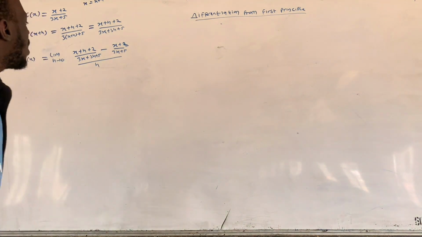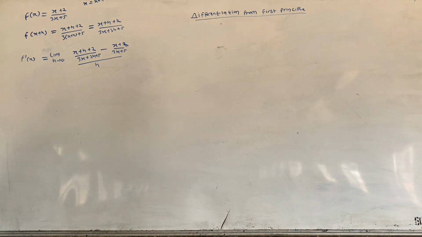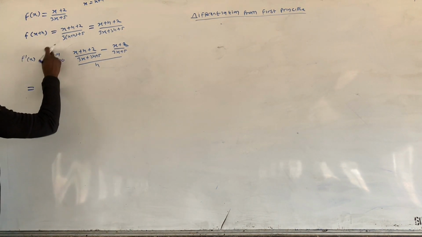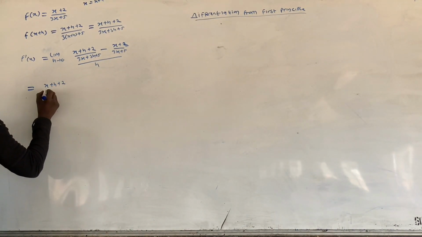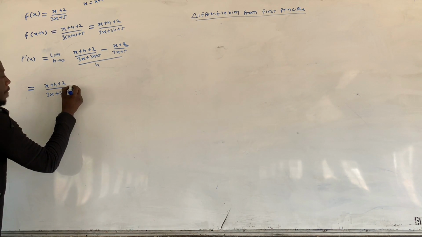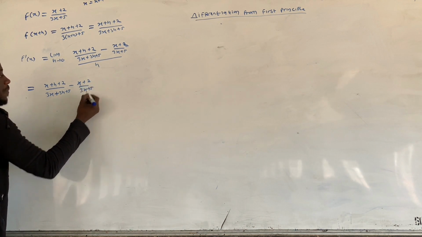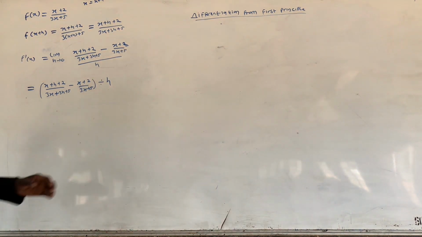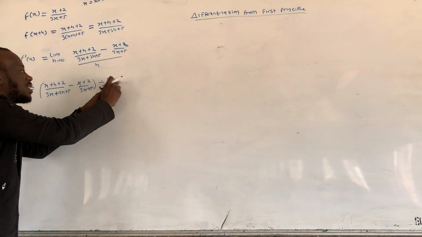Now we need to solve these fractions in order to proceed. This is equivalent to x plus h plus 2 over 3x plus 3h plus 5, minus x plus 2 over 3x plus 5, all of this divided by h. Remember that this is equal to this, so now we have the chance to solve this without h interfering.